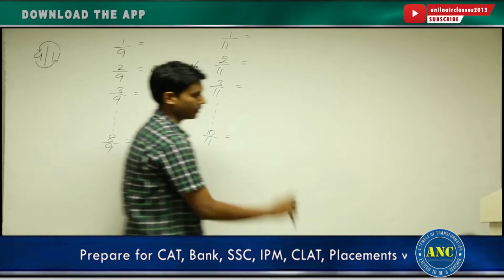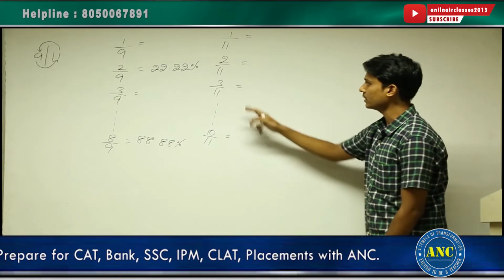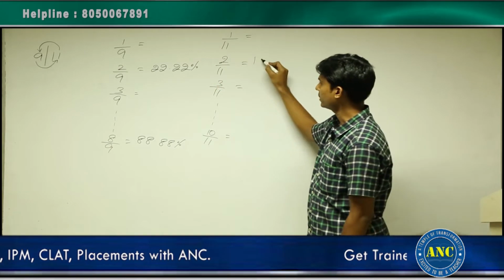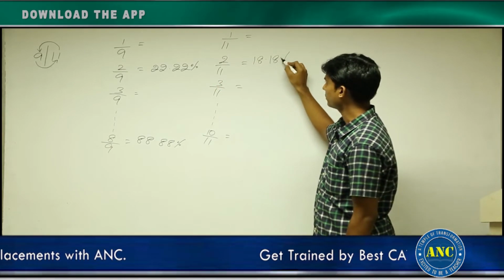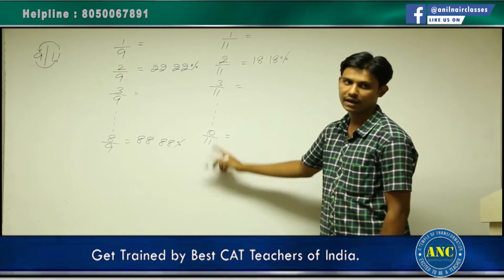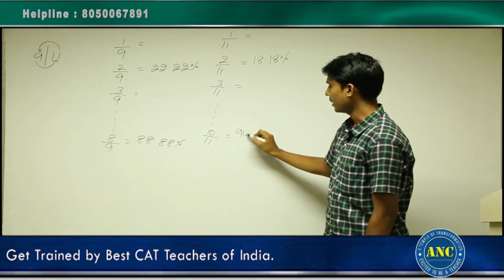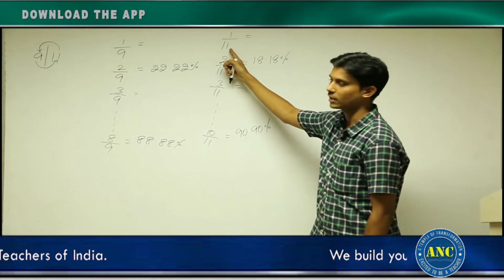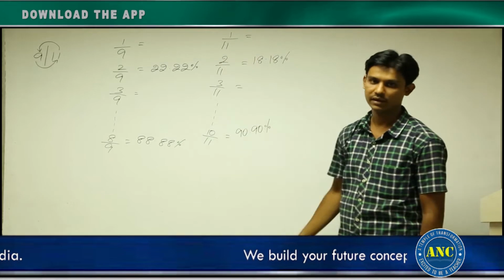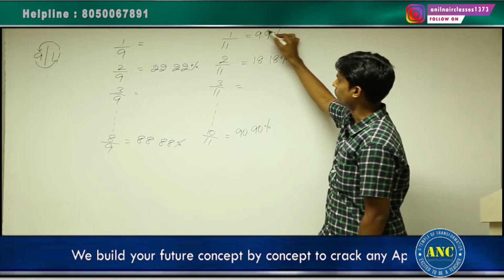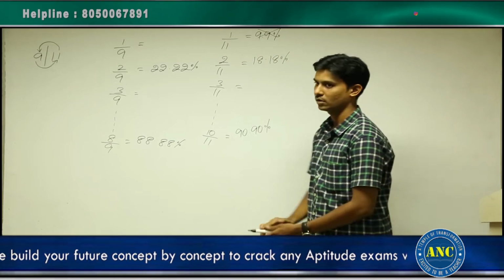Suppose here 1 by 11, 2 by 11. Denominator is 11. Answer is a multiple of 9. 9 into 2 is 18. 18.18%. Denominator is 11. Answer is a multiple of 9. 9 into 10 is 90. 90.90. Students will make a mistake here. Denominator is 11, answer is a multiple of 9. 9 into 1 is 9. They will write 9 twice. They will write it as 9.9, which is incorrect. 9.09.